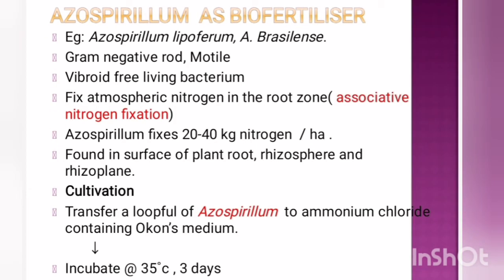Azospirillum as biofertilizer. It was first isolated by Beijerinck in 1925. Azospirillum is a gram-negative rod-shaped bacteria and it is motile with long polar flagella. It is a vibroid free-living bacterium. Azospirillum is able to fix atmospheric nitrogen in the root zone, which is called associative nitrogen fixation. Azospirillum is found on the surface of the plant root, the rhizosphere, and also in the rhizoplane region.